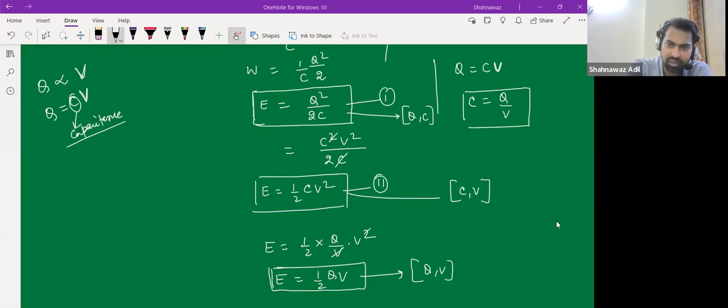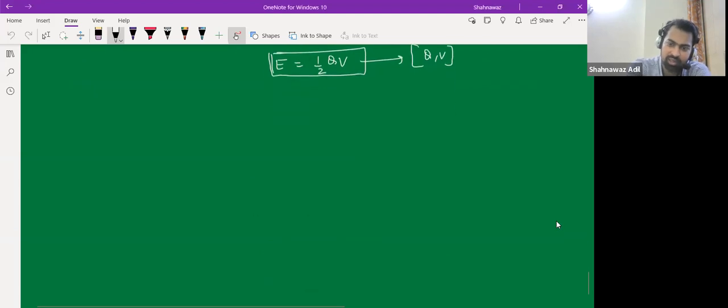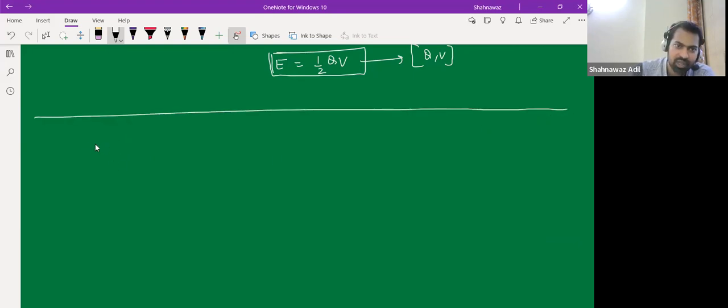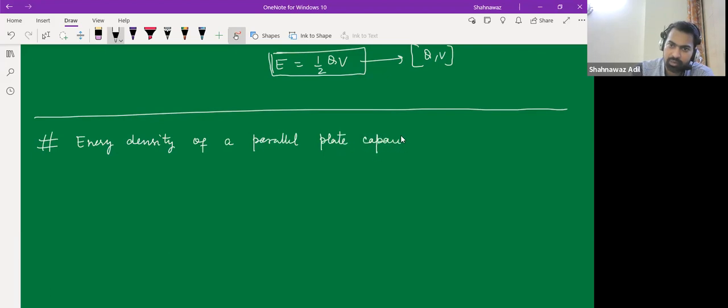Okay, let us go ahead. Now let us talk about a different kind of situations, right? So what do we know? We know that the energy, but let us do this topic first. So energy density of a parallel plate capacitor. Okay, energy density of a parallel plate capacitor.